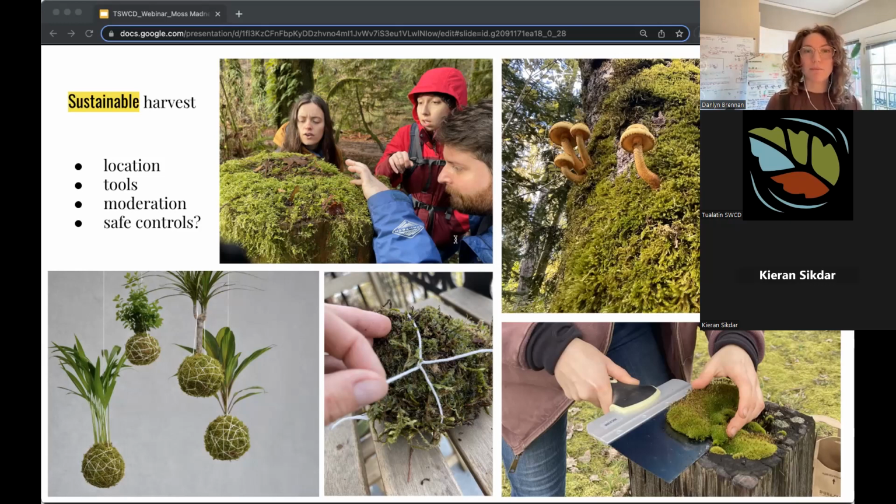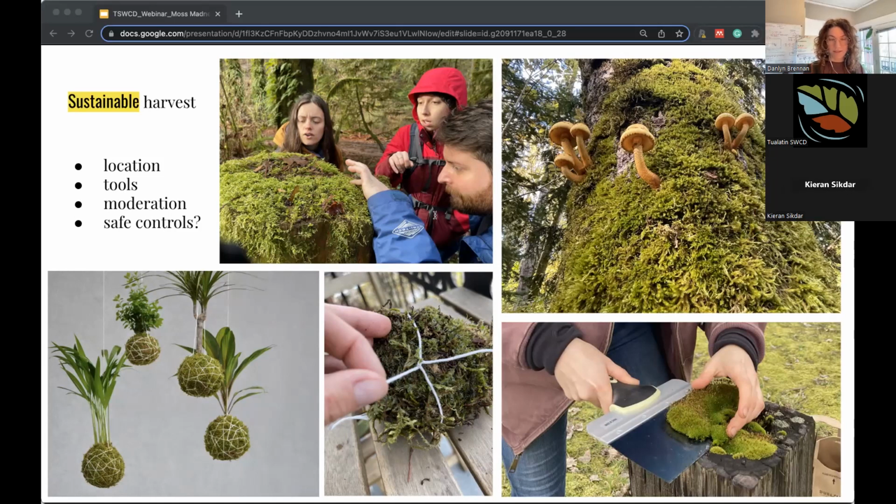So just keep in mind that you want to choose an appropriate location. And also harvest in moderation. Since mosses have a pretty slow growth rate, it can take years or decades to recover from heavy harvesting. So take only a small amount of moss from each location and allow time for it to come back before going back to that same spot.